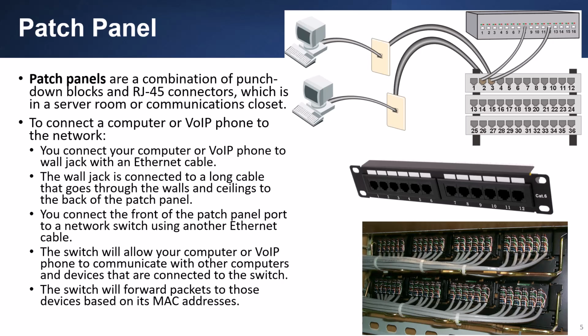Patch panels are a combination of punch-down blocks and RJ45 connectors, which is in the server room or communications closet. To connect a computer or VoIP phone to the network, you connect your computer or VoIP phone to a wall jack with an Ethernet cable. The wall jack is connected to a long cable that goes through the walls and ceilings to the back of the patch panel. You connect the front of the patch panel port to a network switch using another Ethernet cable. The switch will allow your computer or VoIP phone to communicate with all other computers and devices that are connected to the switch. The switch will forward packets to those devices based on its MAC addresses.